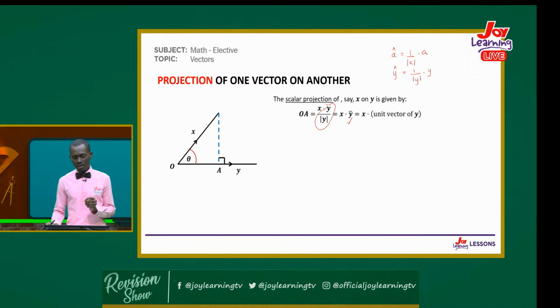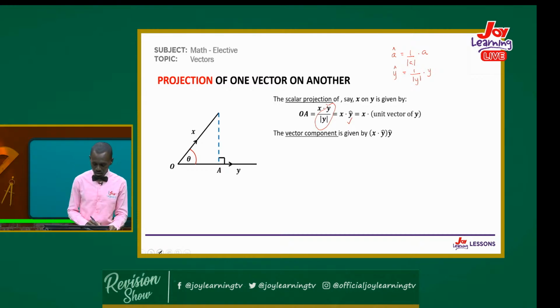So it is the same thing as saying x multiplied by the unit vector of y. If you are asked the scalar projection of one vector on another, what do you need? You would need the two vectors, x and y. You multiply x by y, and then you divide by the magnitude of y. And the same if you had to do the scalar projection of y on x.